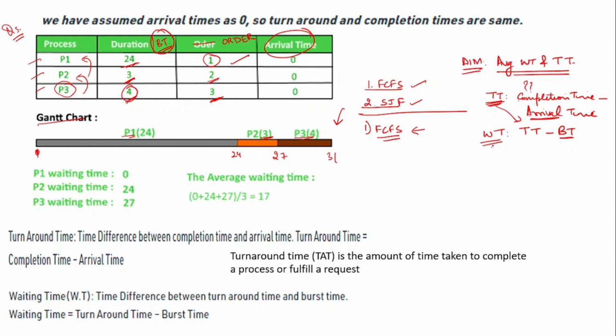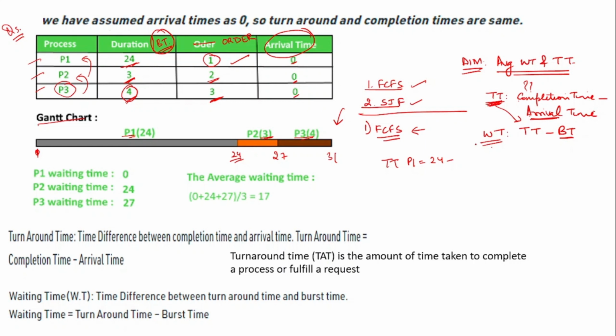So if I start with, let's say, the turnaround time. The turnaround time of process P1 would be its completion time. P1 is completed at 24 seconds, so 24 minus arrival time. The arrival time of P1 is 0. The arrival time of all processes here is 0.